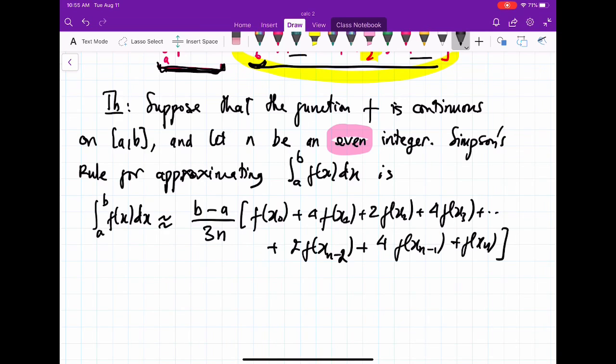Okay, so let's consider an example. Let's choose the integral from 0 to pi of sin(x) dx.